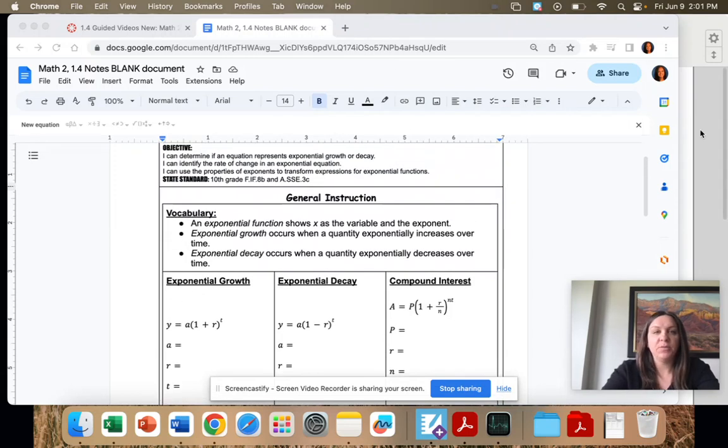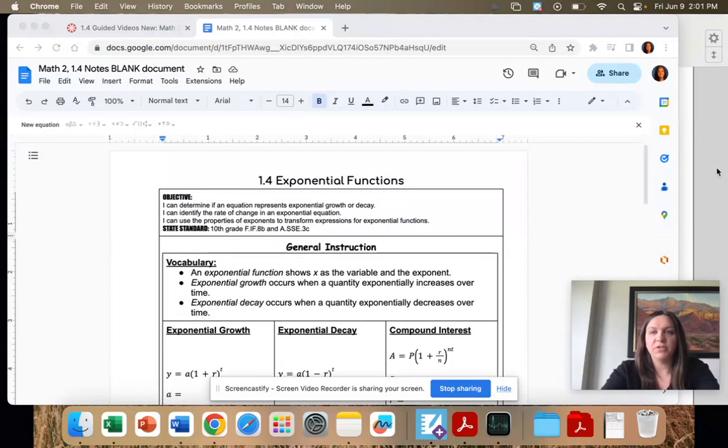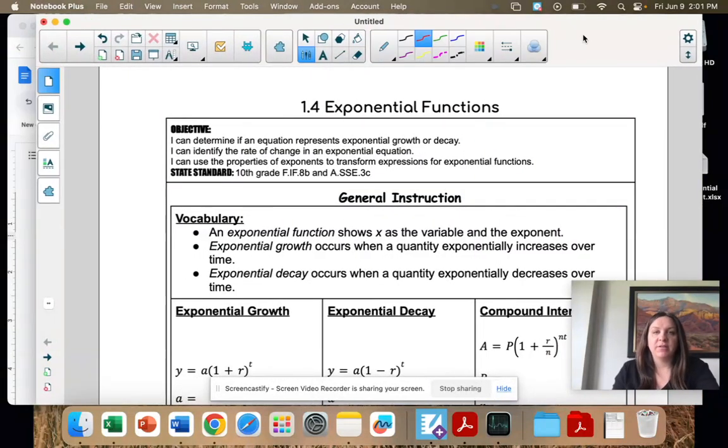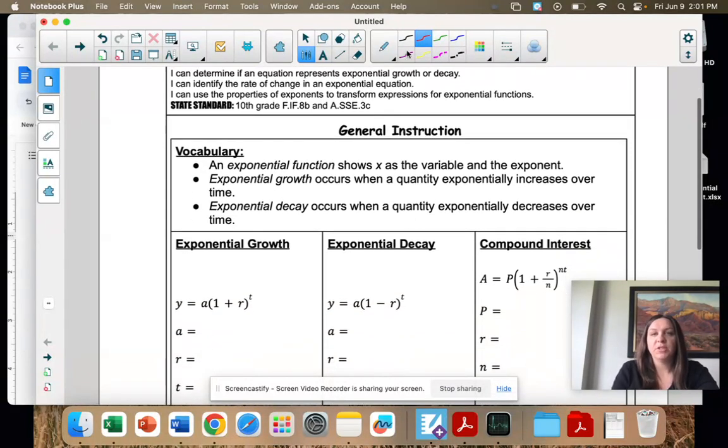So this section, we are talking about exponential functions. I'm going to switch over here to the one I can write on. So we're going to look at exponential growth and decay, rate of change, and we're going to eventually use our properties of exponents. So just a reminder, an exponential function has x as the variable and the exponent. So an example would be y equals 3 to the x. Our variable is the exponent. That's what makes an exponential function.